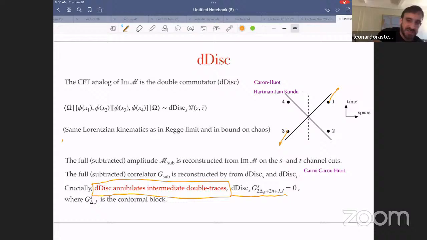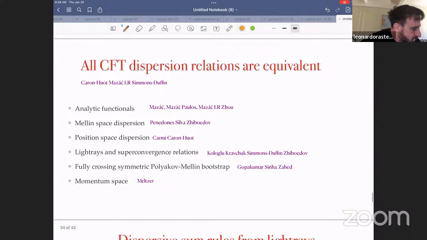And so there's a story that I'm really not going to go through. You can derive these special relations in many different ways. Many different groups arrived at them more or less at the same time. So here are some of the relevant references, a particularly nice way to use Mellin dispersion relations, but this is closely related to the beautiful work of Mazáč and Paulos on analytic functionals.